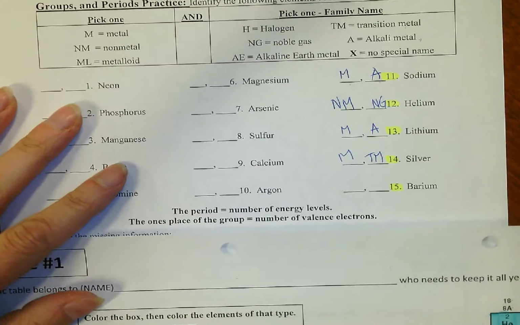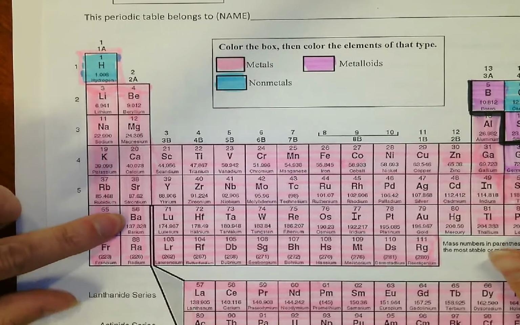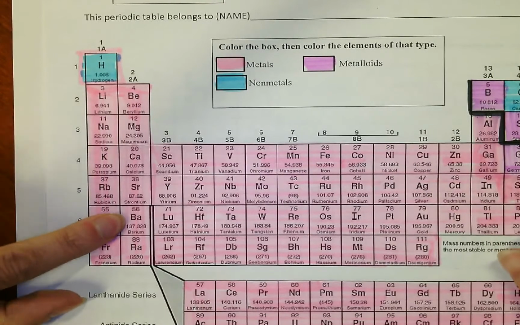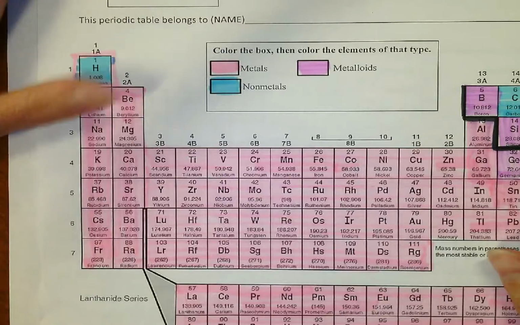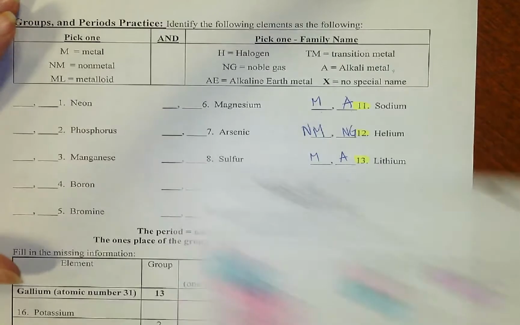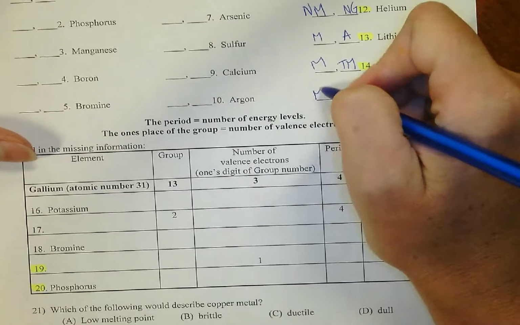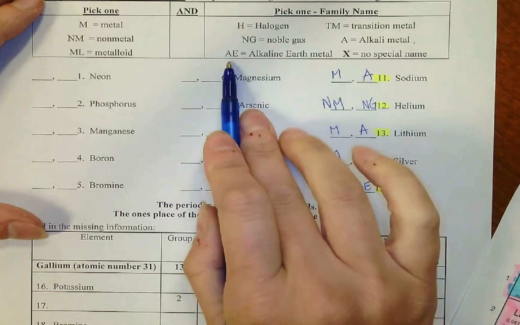Okay. Barium is Ba down here in family 2. Family 2 has the special name alkaline earth metal. You'll need to memorize those family names, these ones here, and keep them memorized all year for tests. But I would say metal and then Ae for alkaline earth metal.